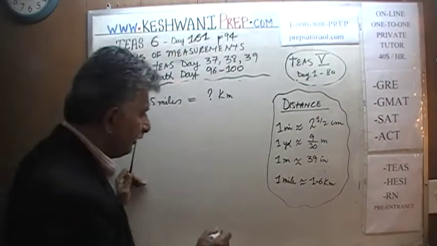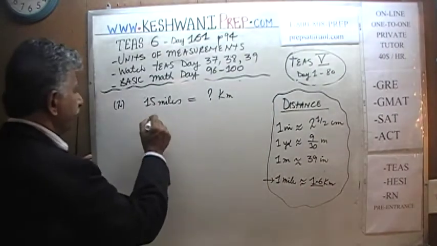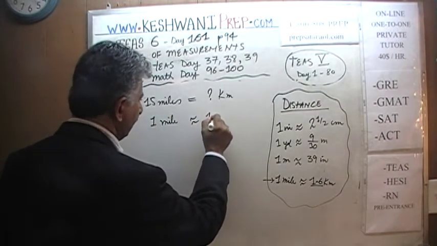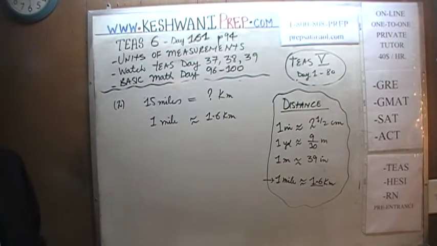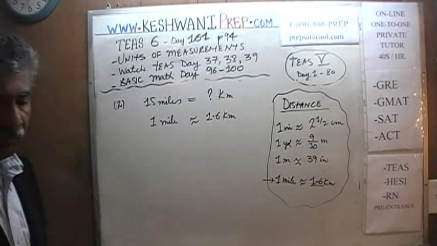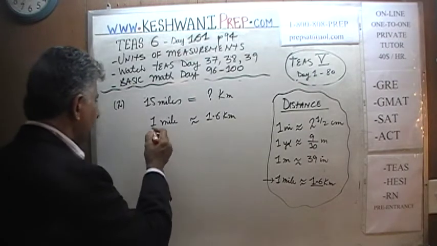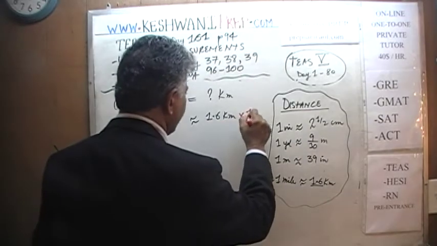Well, that's from here. We just learned that 1 mile is approximately 1.6 kilometers. But we're not interested in 1 mile, we're interested in 15 miles. So you can either multiply both sides by 15 and be done with it, or if you like, multiply both sides by 10.